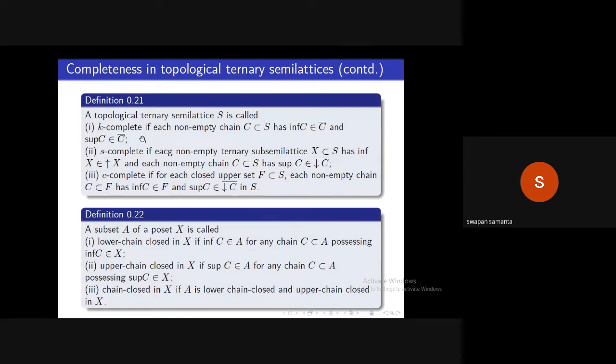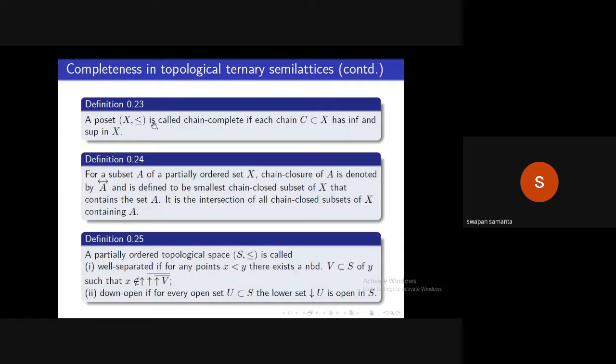Now here we just define some completeness type of definitions. A topological ternary semigroup is called K-complete if it satisfies this condition. It will be S-complete if it satisfies this condition. C-completeness if it satisfies the third condition. Again, a subset A of a poset, a partially ordered set, is called lower chain closed if the infimum of C in X belongs to A for each chain C that is a subset of A possessing an infimum of C in X. Upper chain closed if it satisfies this. If it has both upper and lower, then it is called chain closed.